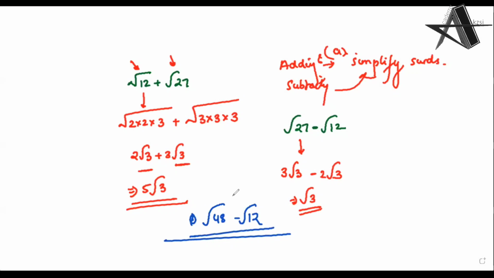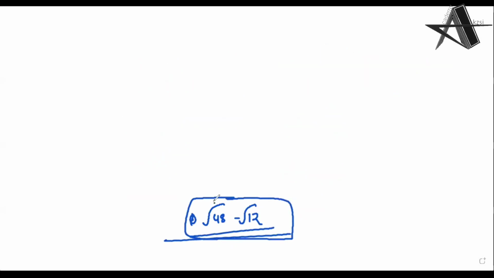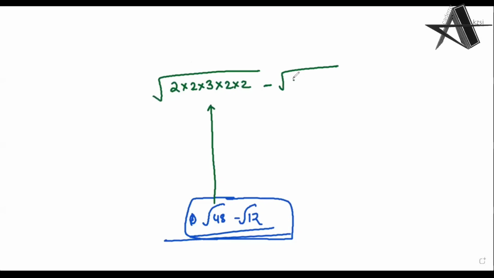Let me solve it. Root 48 minus root 12. Root 48. The first step of simplifying is, you all have written, right? I told you all to write down the steps. That is very important. So the first step is, you have to simplify, or you have to prime factorize 48. If you prime factorize number 48, you will get 2 times 2 times 2 times 2. Okay. And 12 can be written as 2 times 2 times 3.